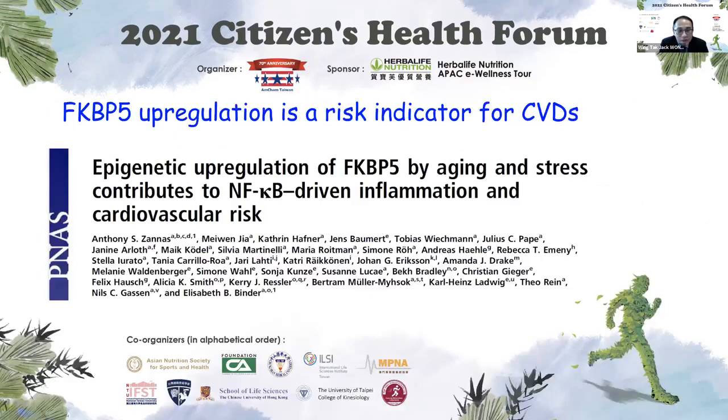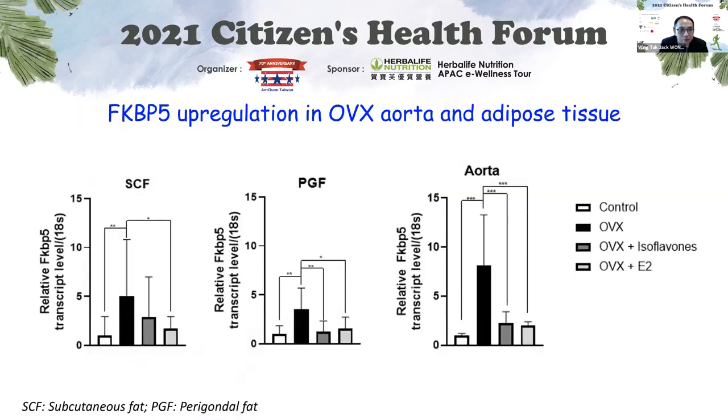In 2019, a PNAS paper showed that epigenetically upregulated FKBP5 is associated with inflammation and cardiovascular risk. FKBP5, or the FK506 binding protein 5, itself encodes a protein implicated in stress physiology. The authors proposed that FKBP5 might be a possible biomarker or therapeutic target for stress-related diseases such as CVDs.